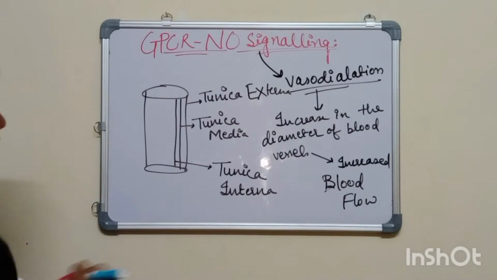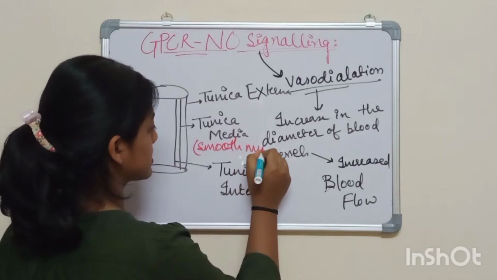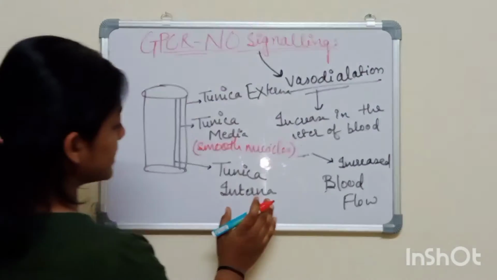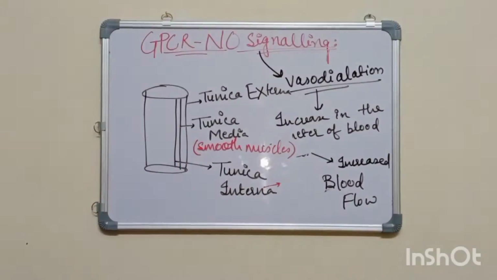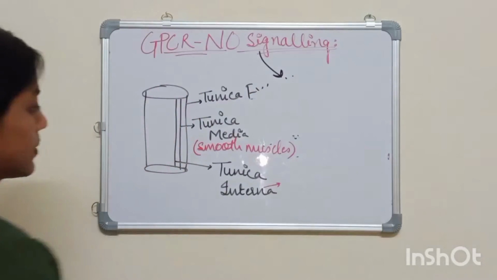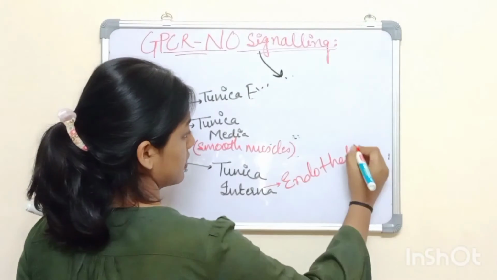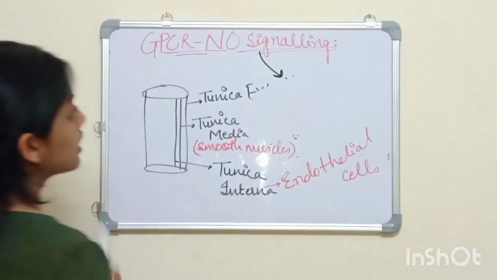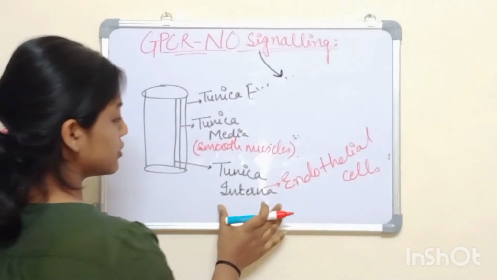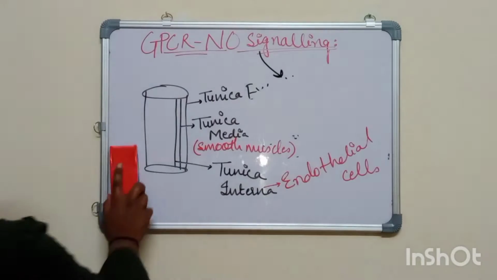Now tunica media is made up of smooth muscles, and tunica interna is made up of endothelial cells. So this GPCR NO signaling basically requires the tunica media and the tunica interna, these 2 layers. So let's discuss how this GPCR NO signaling occurs.